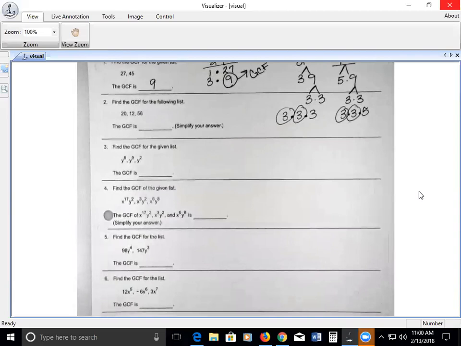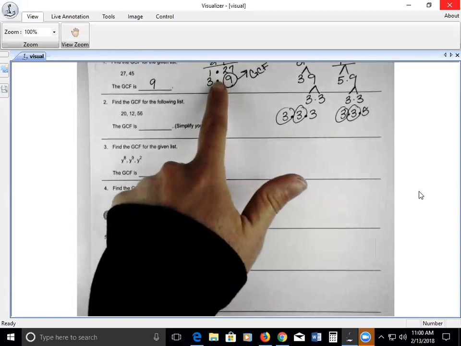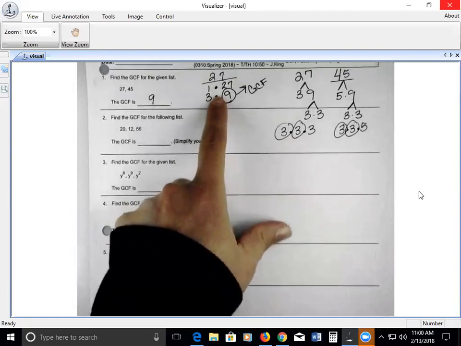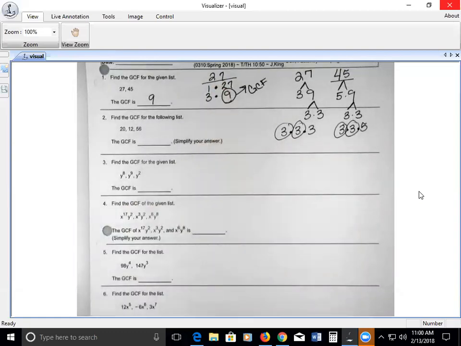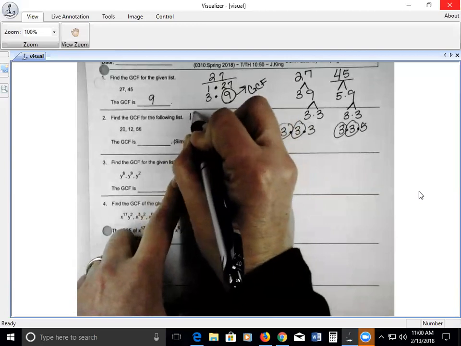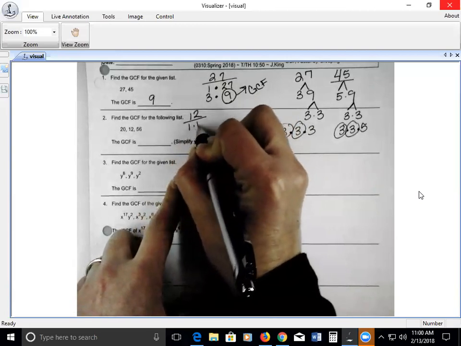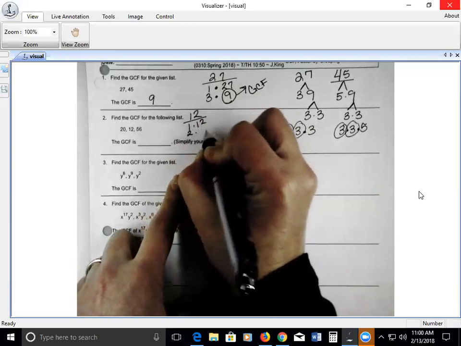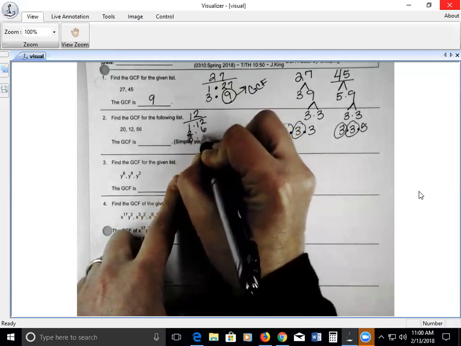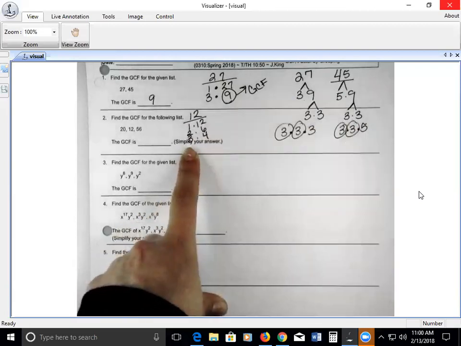We have 3 constants. We have 20, we have 12, and we have 56. If you're wanting to use the first method, which is listing the factors method, the easiest way to do that is to start with the smallest value that's present. So the smallest value in this case is 12. So what are your factors of 12? 1 and 12, right? 2 and 6, 3 and 4. Are you done?